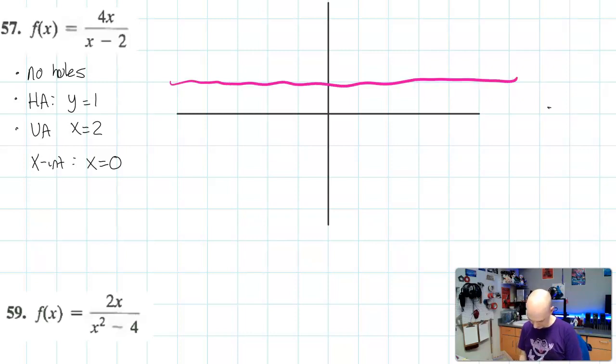There's the horizontal. Here's the vertical. This is really similar to the last one. I have an x-intercept actually at 0. And when it's x equals 0, it's also y equals 0.